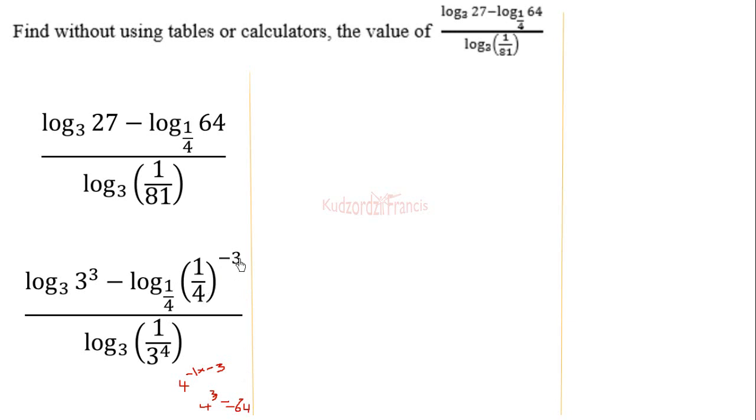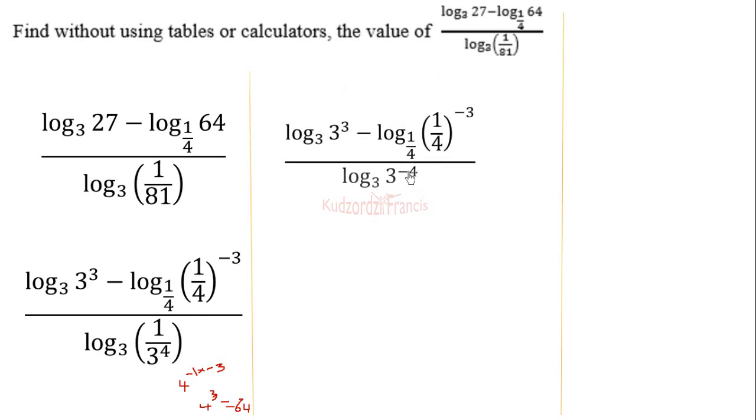Now we proceed. We apply the power rule of logarithm, that if the number in the logarithm is raised to a certain power, that exponent will come and multiply. So now 3 will multiply. But before that, let's simplify this further. So 1 over 3 exponent 4 is the same as 3 exponent negative 4.